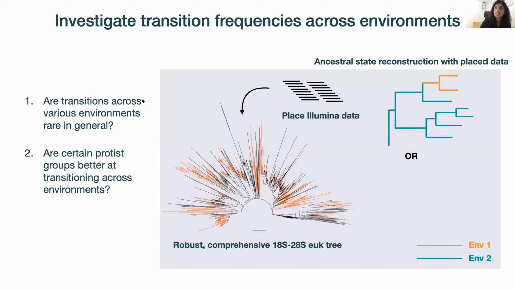And we can do this by placing the wealth of Illumina data that exists on our combined 18S, 28S tree, and then doing ancestral state reconstruction. So a scenario like this, where the different branch colors represent different environments, this would indicate a single transition event in this particular clade. Whereas a scenario like this would indicate multiple transition events.